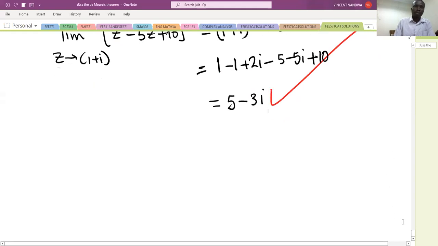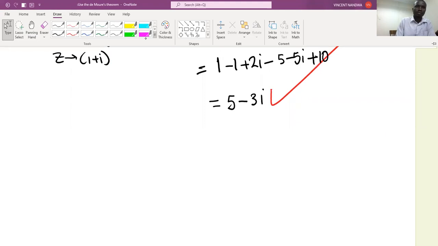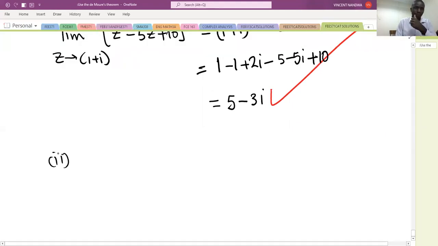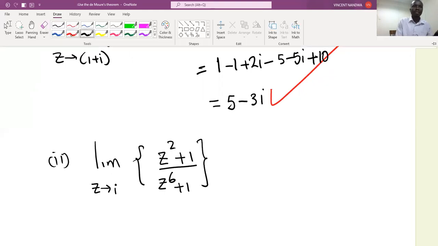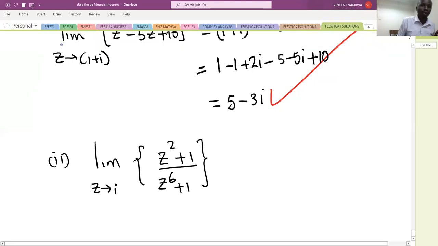Problem 2: evaluate the limit of the function z squared plus 1 divided by z to the power 6 plus 1, as z approaches i. Now, one thing that you have to remember is that before you start applying any other method, try to check whether direct substitution can work or not. So if you are to do direct substitution, you'll have i squared plus 1 over i to the power 6 plus 1.